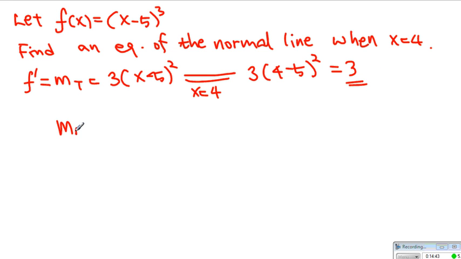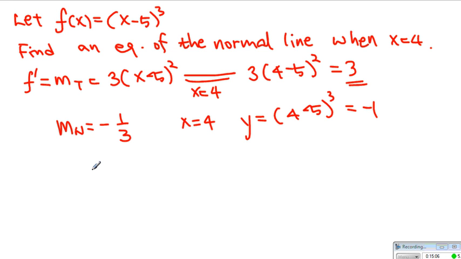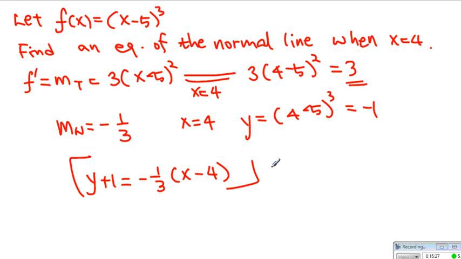The slope of the normal line should be the negative reciprocal of the tangent line's slope. Now, how about the y value? We know that the x value is equal to 4, but the y value will be coming from 4 minus 5 to the third power, which will be equal to -1. So we have all the things that we'll be needing to find a normal line. So our answer will be y plus 1, since this one was -1, is equal to -1/3 times x minus 4. Alright, that's it, folks. And that is the answer for the normal line.